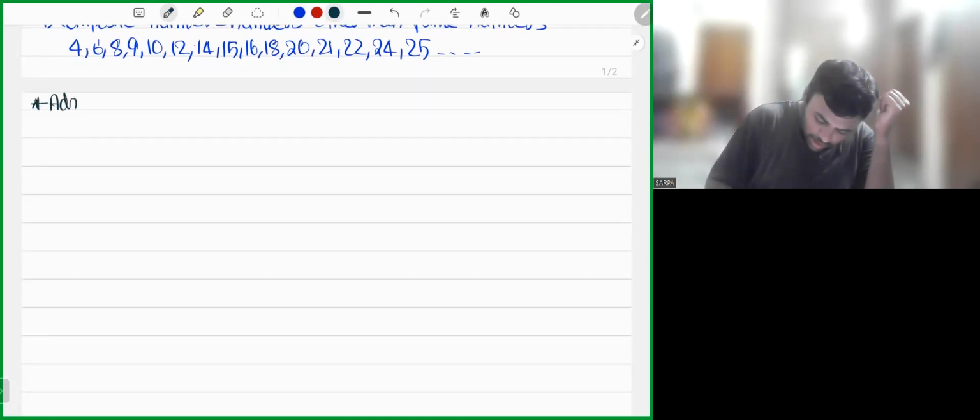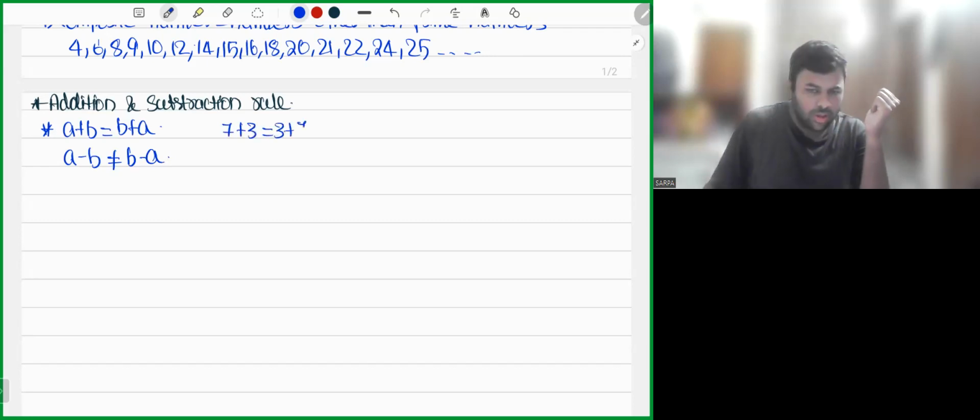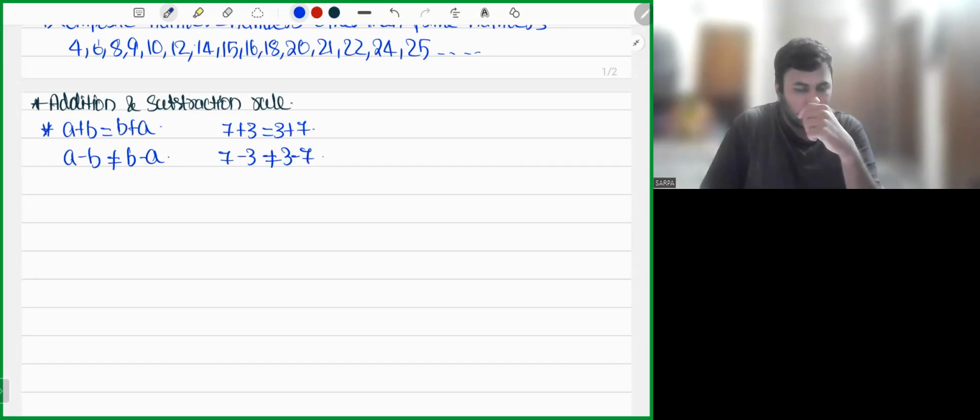After this, let us look into the addition and subtraction rule. Sir, what is this rule? My dear friends, remember, A plus B can be written as B plus A. There is no issue. But A minus B, you can't write as B minus A. Remember this. Now, 7 plus 3 is equal to 3 plus 7. There is nothing wrong in this. But 7 minus 3 is not equal to 3 minus 7.